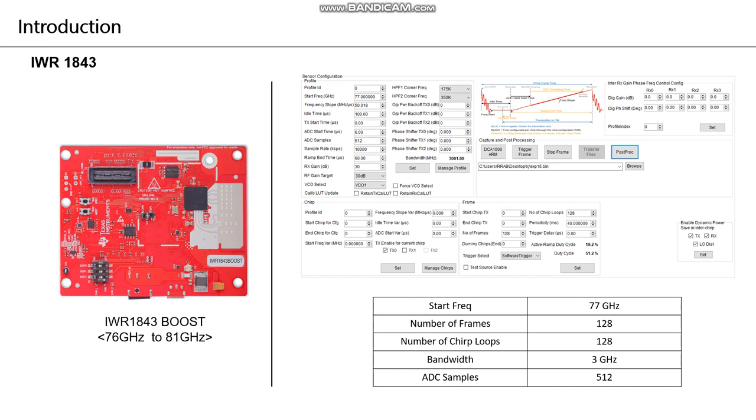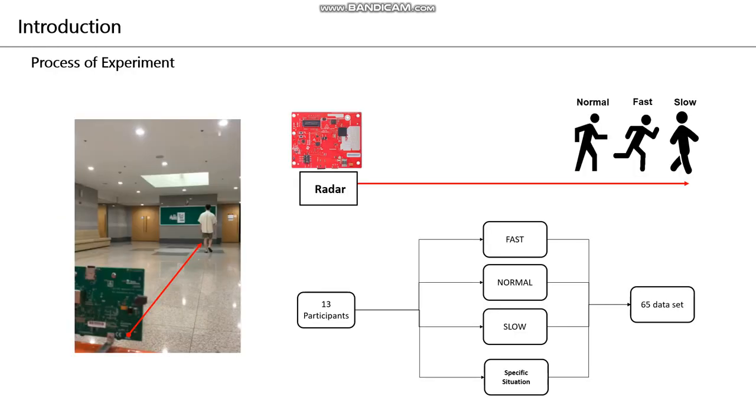Since it takes a long measurement time to measure the gait of a pedestrian, 128 chirps per frame and 128 frames, or a total of 16,384 chirps, were transmitted and received, unlike the initial system that transmits signals for a short period of time. This part was adjusted using TI's mmWave Studio program as shown in the picture on the right.